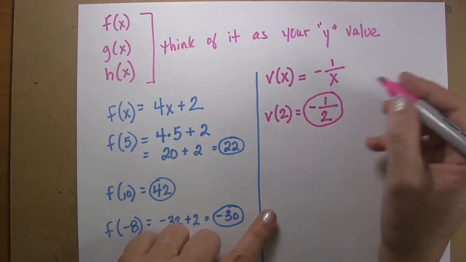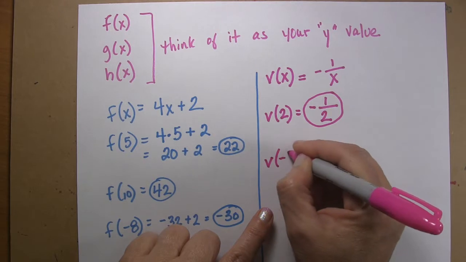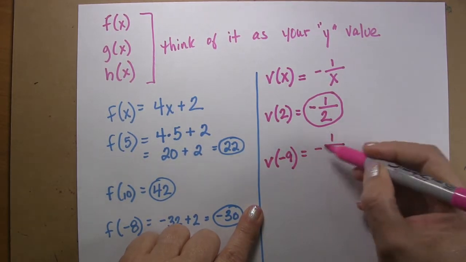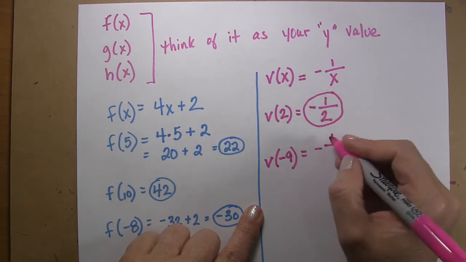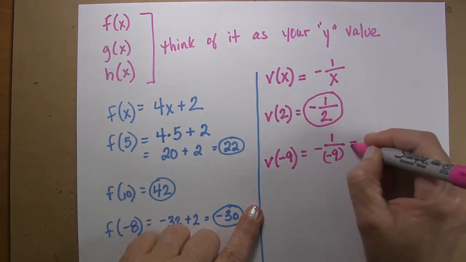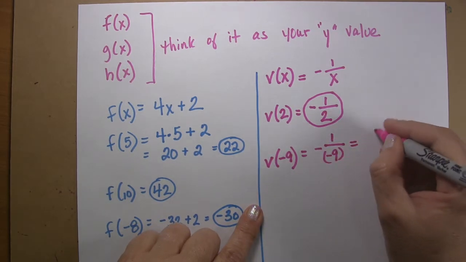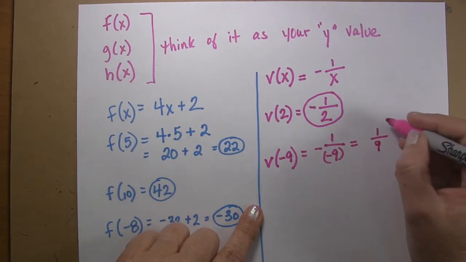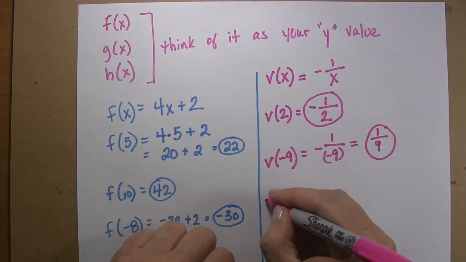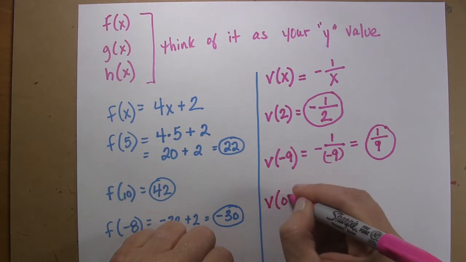Now, of course, I could make it harder. I could do v of negative 9. What is that? Well, I write the same thing, negative 1 over, and then instead of x, I write a negative 9. Negative times a negative equals a positive, so I get 1/9 as the answer. Positive, right?